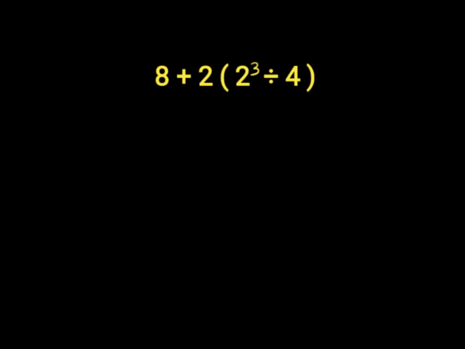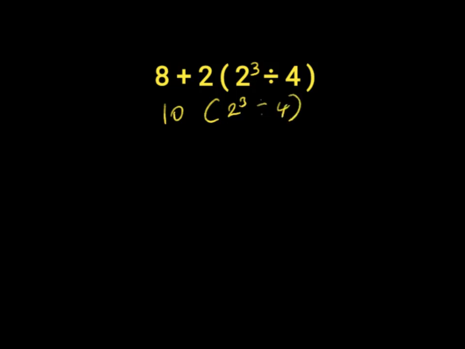8 plus 2 (2 to the power of 3 divided by 4). 8 plus 2 will give us 10. Then we have 10 (2 to the power of 3 divided by 4).